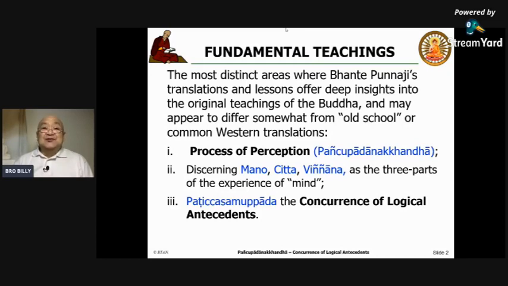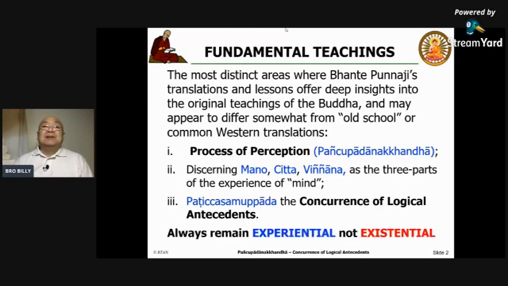There are a few other names, but Bhante Punnaji actually calls it, very precisely, concurrence of logical antecedents. When we come to it, I will explain precisely why Bhante calls it concurrence of logical antecedents. So we'll come to that later.